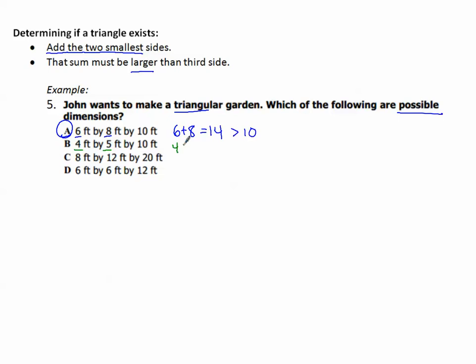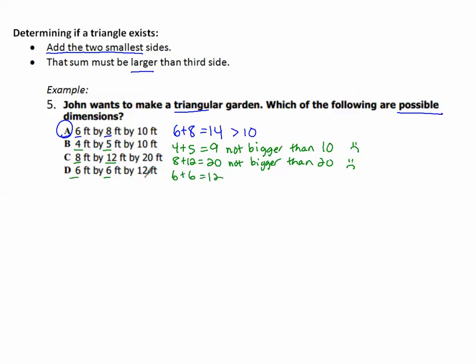4 and 5. 4 plus 5 is 9. 9, is it bigger than 10? Nope, not bigger. So it doesn't work. 8 plus 12. 8 plus 12 is 20. 20, is it bigger than 20? Nope, not bigger than 20. And 6 and 6 add up to exactly 12. That's the third side, and that's also not bigger than the third side.